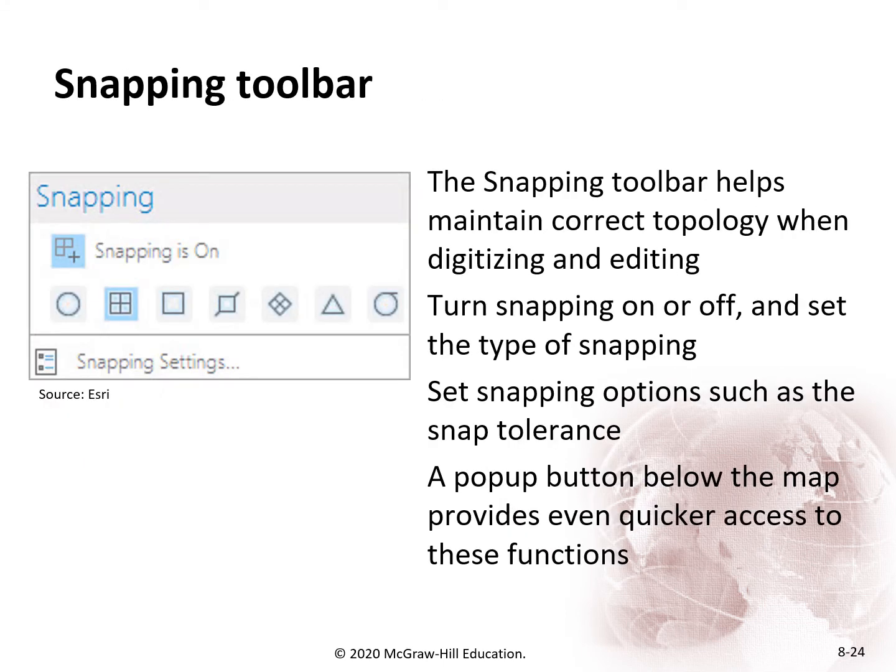The snapping toolbar helps maintain correct topology when digitizing, editing. Turn snapping on and off and set the type of snapping that you're looking for. Remember I mentioned earlier there was multiple types. You can set your tolerances as such, and a pop-up button below the map provides even quicker access to these functions and allows you to use them.